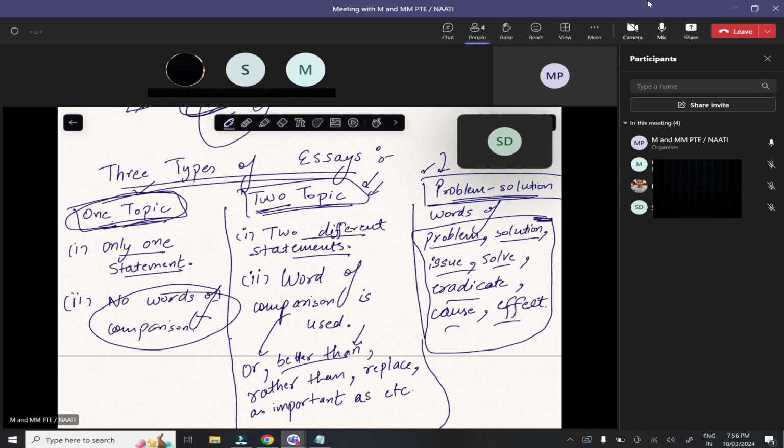Right? Again, it might sound like to you that it's a one topic essay because it's only one statement, but now the moment I see the word problem or any of these words written anywhere in the essay, straight away that essay will become a problem and solution essay.